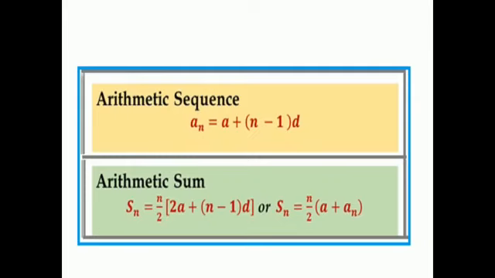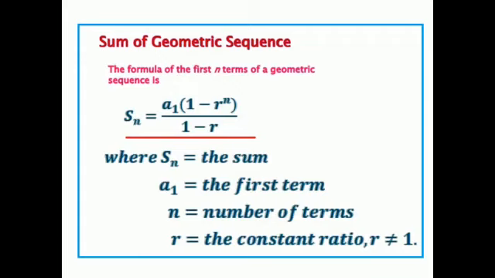For the arithmetic sequence, we have two formulas, finding the nth term and the sum of series. In the same way, here we have to find the formula for the sum of a geometric sequence. Sn is equal to a1 times bracket 1 minus r power n, divided by 1 minus r. Sn is the sum, a1 is the first term, n is the number of terms, and r is the constant ratio. One condition: r is not equal to 1.